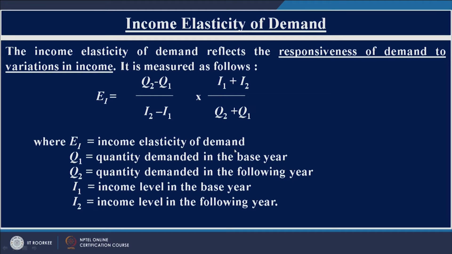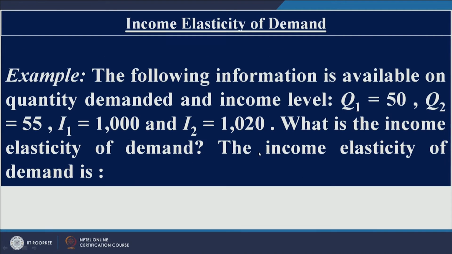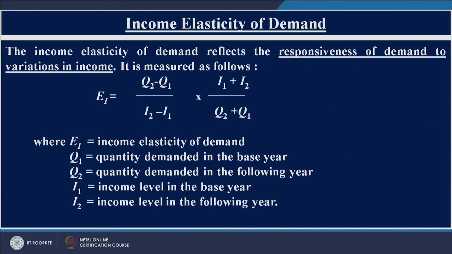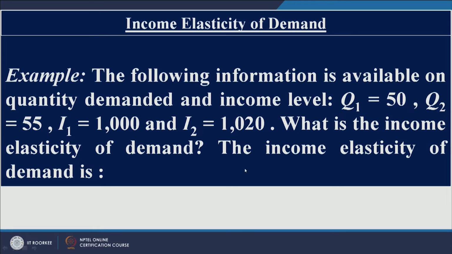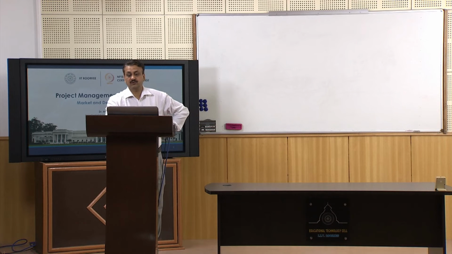It is very simple, Q2 minus Q1. So, this is 5, right, 55 minus 50 divided by what? I2 minus I1. So, this is 20, right. So, 5 by 20 multiply by, we just multiply that value by summation of these two divided by summation of these two, right. So, what would be the answer? Did you calculate? Yeah, here is the answer, it is 4.81, right.